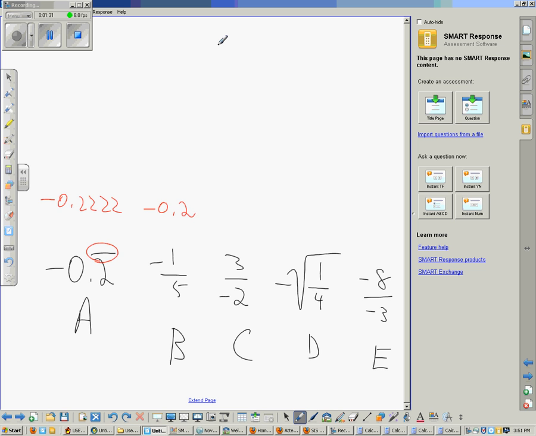So 3 divided by 2, if I actually divide 3 divided by 2, I get 1.5, and of course, it's a positive divided by a negative, so we're going to have a negative 1.5 because we know that when we divide opposite signs, it's a negative answer.